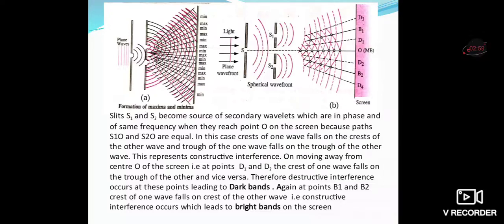And coming to the next points, that is B1 and B2. Just observe the point B1. In this case, the crest of one wave falls on the crest as well as the trough of one wave falls on the trough itself. Just observe the solid arc which interacts with a solid arc itself and the dotted arc which interacts with a dotted arc itself. Therefore, this leads to bright bands on the screen. B1 means the first bright band, and D1 is the first dark band, like that. So with the help of this, we are getting alternate dark and bright fringes, or bands.